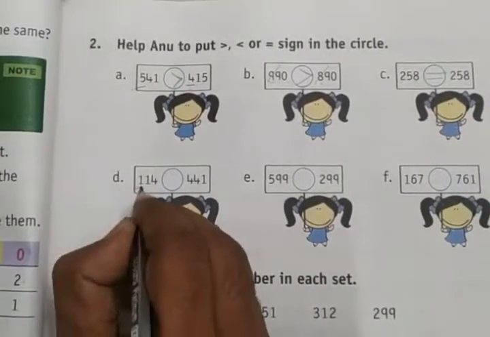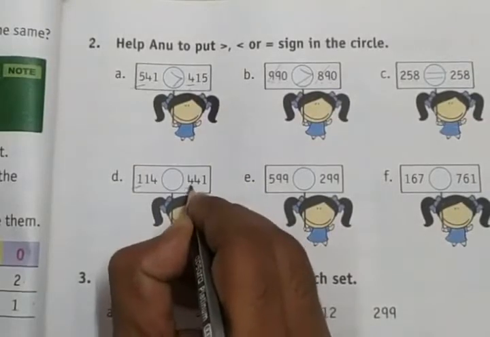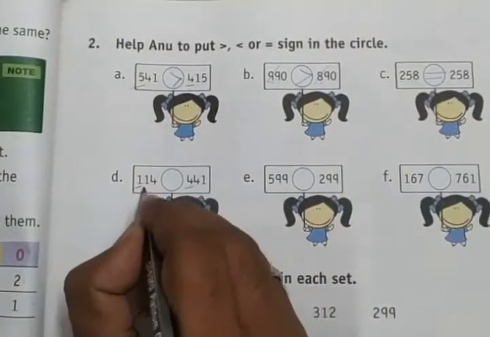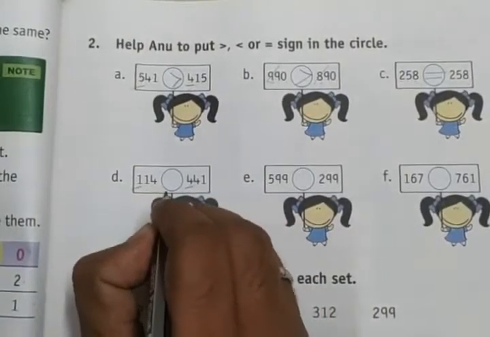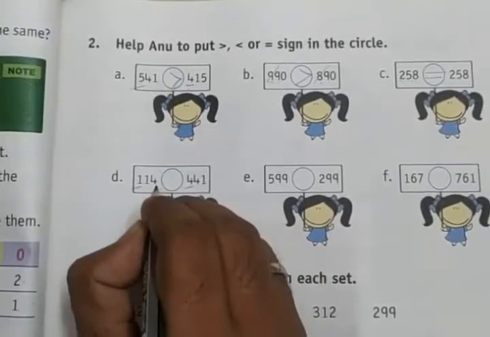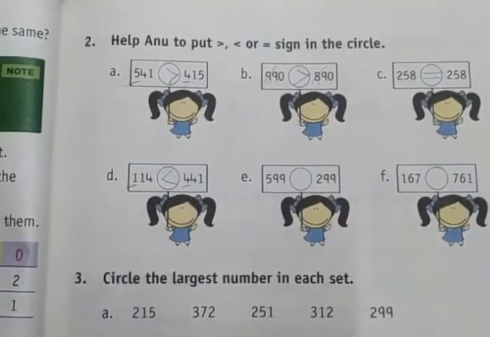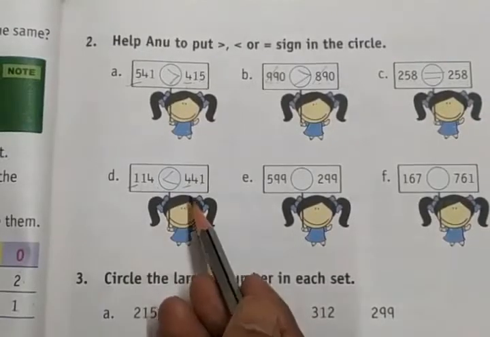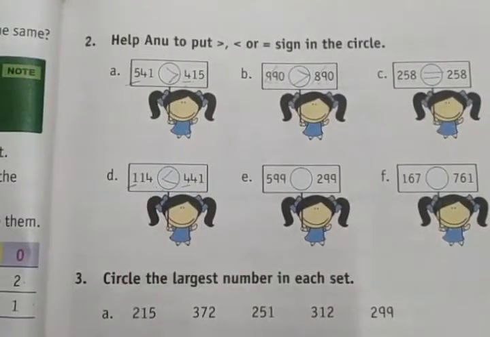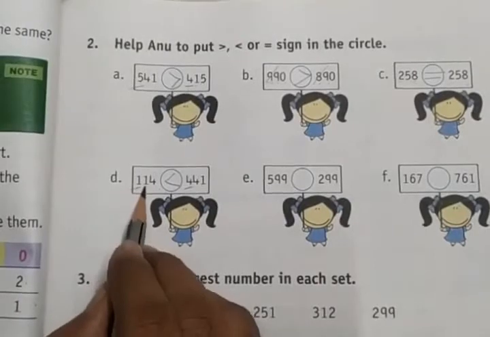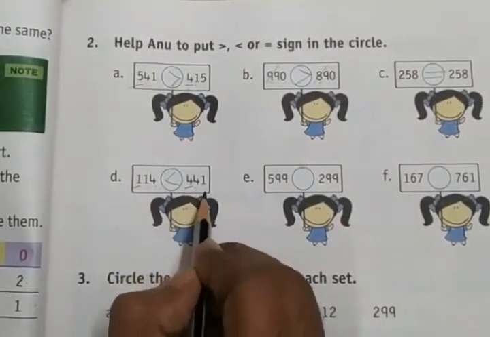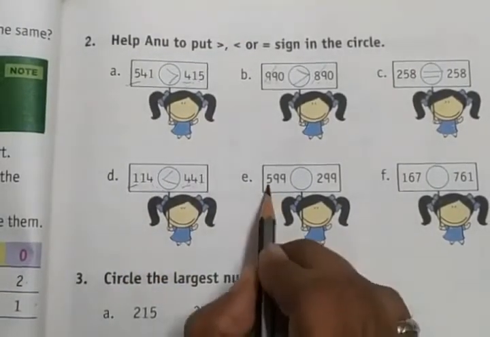Now 114 and 441. At the hundreds place we need to compare. Here it is 1, here it is 4. The 4 is greater than 1. So 114 is less than 441. The less than sign is this. As I told you, the crocodile opens the mouth toward the one having more in number. Right? It's going to eat this, not this. Clear? So put this sign accordingly. 114 is less than 441. Like this we need to read.